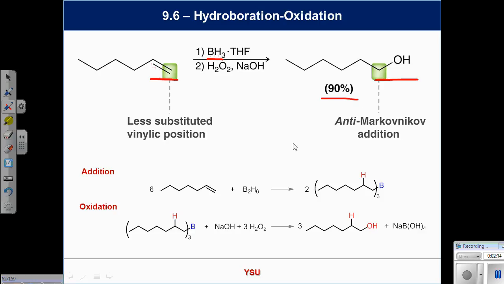You'll see here very high yields, two-step process. First of all, you add the boron, and then the second step, which is the major part of this morning, is thinking about the oxidation. How do you get rid of the boron and then replace it with oxygen to give you the alcohol?